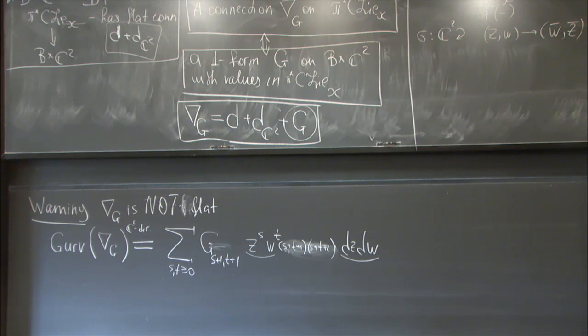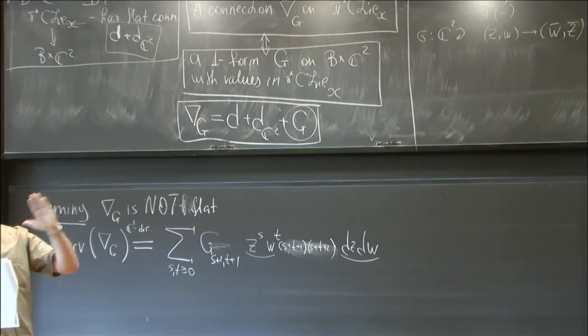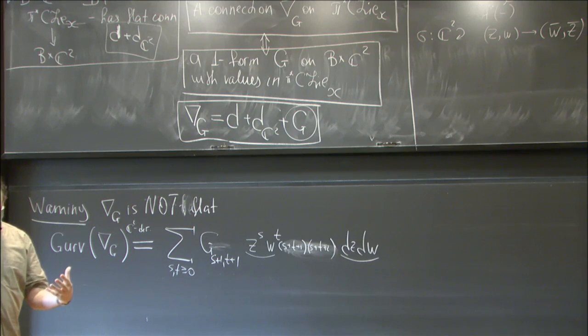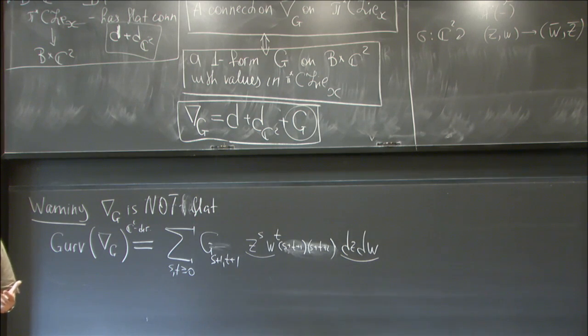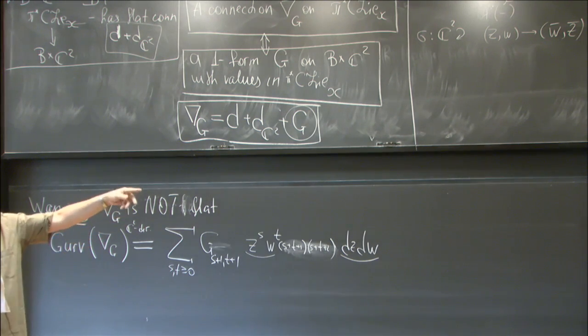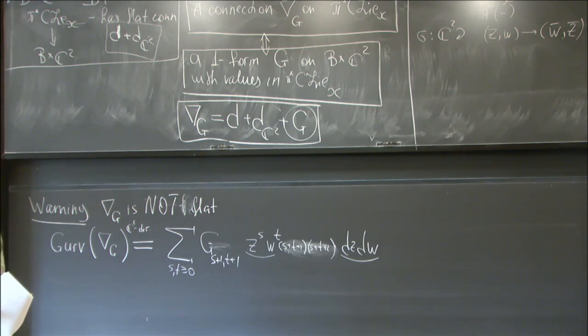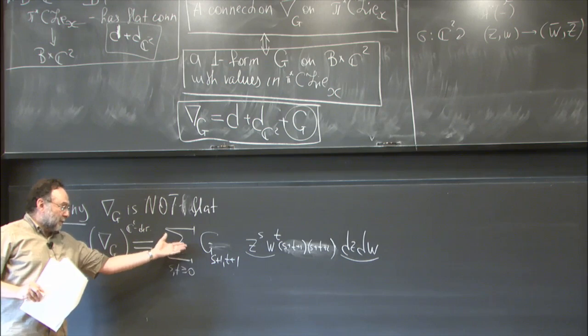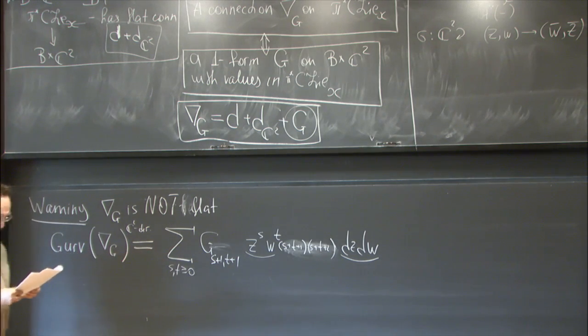I did not define this connection, and this connection has non-trivial connection transport along the C2 plane. So this connection is a one form on B cross C2. It's algebraic, or you can say holomorphic, the same thing, in the C2 direction. Therefore, if you take the curvature of this connection, it inevitably has this form.